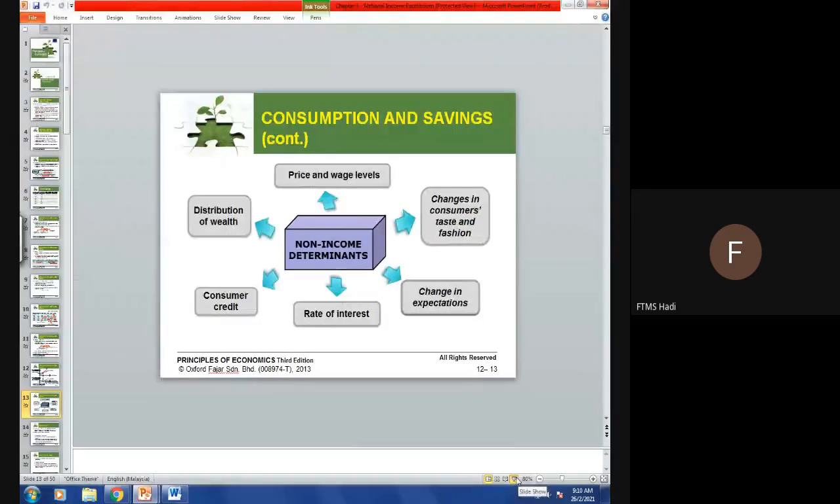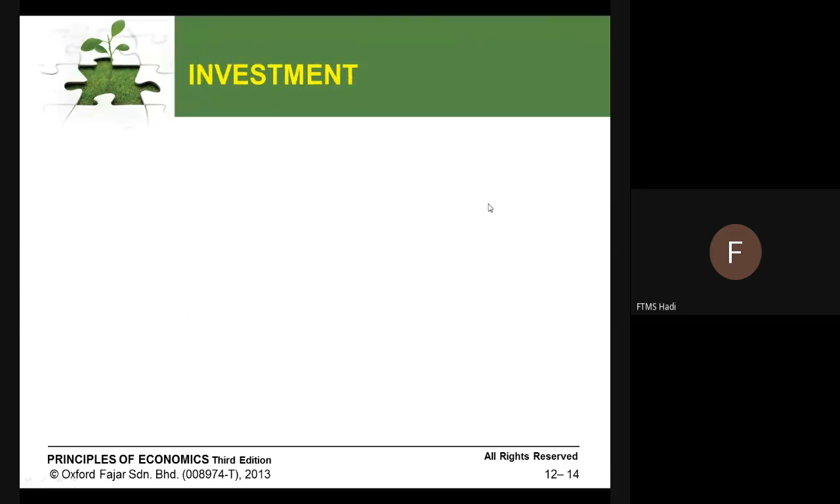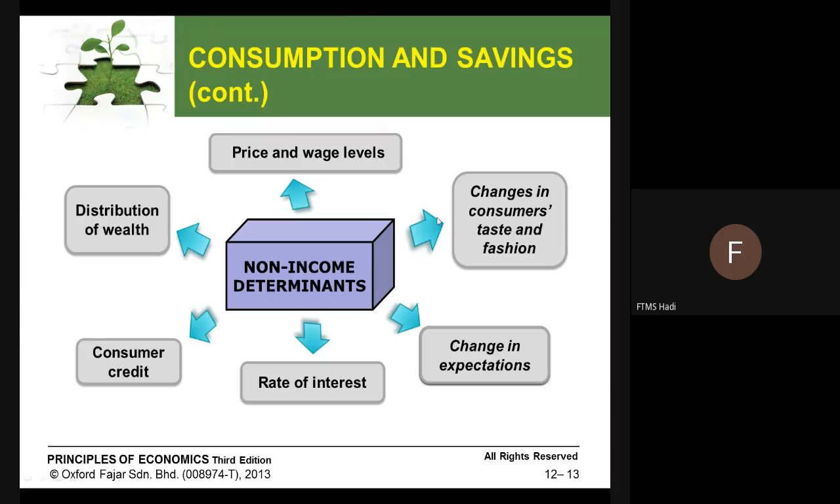As you can see here, changes in consumer taste and fashion: the more trendy it is, the consumption will be higher because most people like to spend on new things. Change in expectation also, due to certain emergency matters or non-emergency matters and so on. Rate of interest: the higher the interest is, the higher consumption will be. This is more like inflation, because people need to pay more if the interest is high.